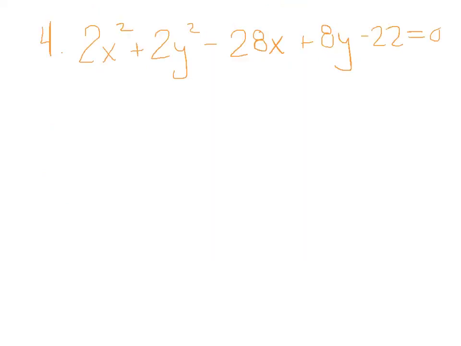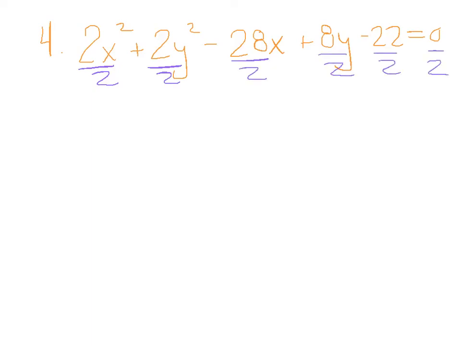Alright, well we've made it to our last problem tonight. 2x squared plus 2y squared minus 28x plus 8y minus 22 equals 0. And you'll notice this is the first time we see coefficients in front of that x squared and y squared. And remember, when we complete the square, we really want to make sure that x squared and y squared has a coefficient of 1. So my first step is going to be to divide every number I see by 2.